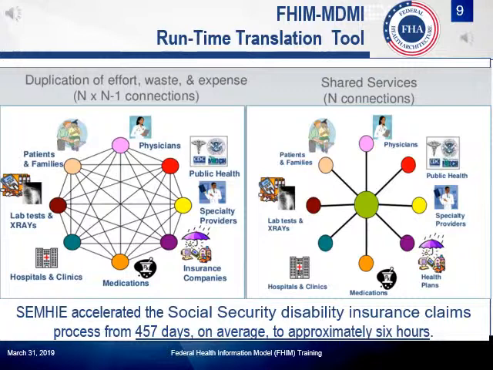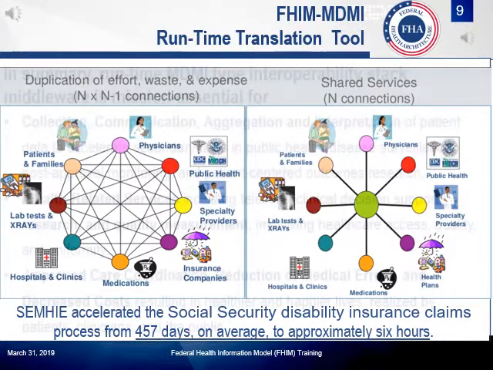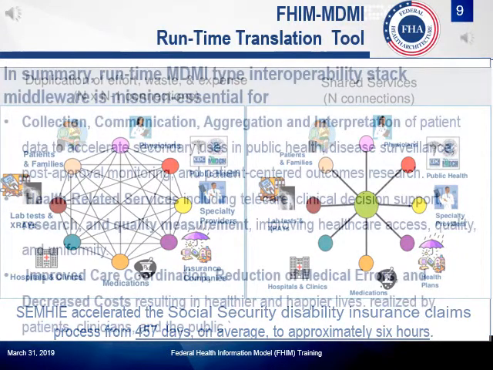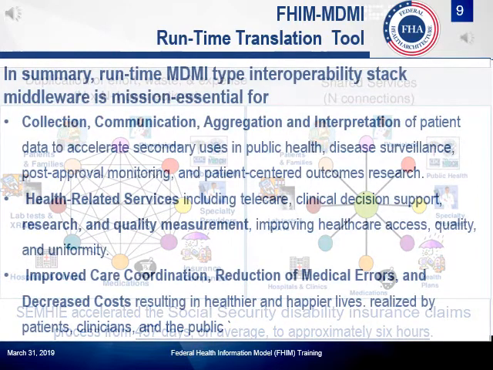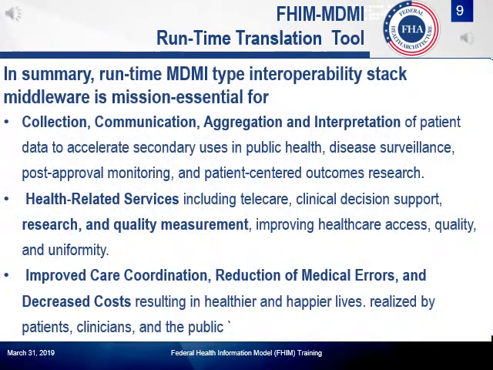The project used MDMI to automate the process of filing Social Security disability insurance claims in the Detroit metro region and accelerated the process from 457 days on average to approximately 6 hours. In summary, quick fact number 1: data sharing interoperability can reduce costs, increase patient safety, and increase revenue by automating interoperability between disparate systems. MDMI-type tools improve communications, help reduce errors, and provide an agile way to address future data representation changes.